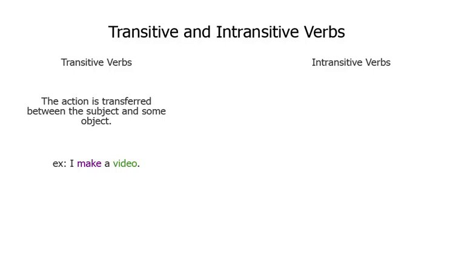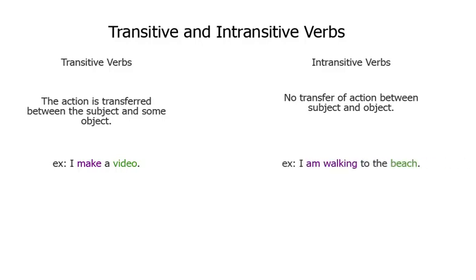For intransitive verbs, there is no transfer of the action from subject to object. Let's look at this sentence. "I am walking to the beach." In this example, the fact that I am walking doesn't affect the beach at all. This is an intransitive verb, a verb where the action of the subject doesn't affect the object. Think of it this way. The beach would still exist if I did not walk to it, but this video would not exist if I did not make it.